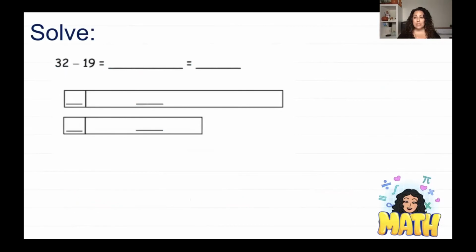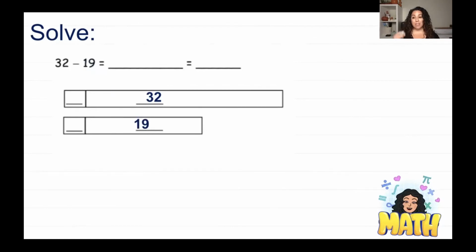Now, I'm showing you this one because this is what it would look like in your workbook. 32 take away 19, and then you see a line, and then you see equals, and then you see another line, and then you see a tape diagram that looks like this. So how are we going to solve this? Well, let's go ahead and start with the whole. I know that the whole is 32, so I'm going to move that down to right there, and we're going to put that on top. Now the second number that I'm left with is 19, and where does that go? You're right, it goes right here on the bottom.